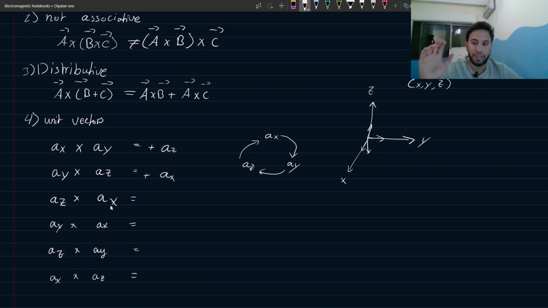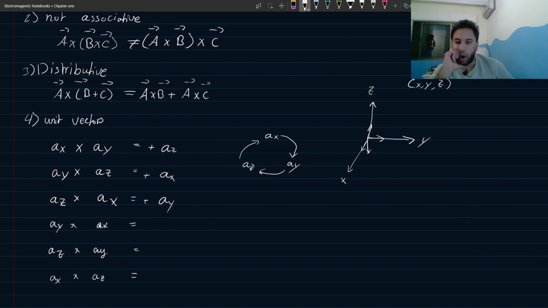Again, Z and X. What is perpendicular to both Z and X? Well, Y. So we say AY. Is it positive or is it negative? Well, I'm going to say positive without explaining why. You should know it by now.